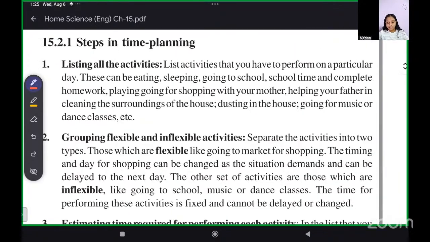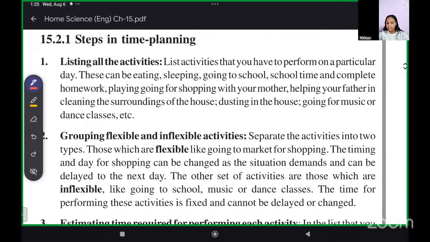Listing all the activities. First, you have to list down all the activities that you have to perform on a particular day. Okay, you know that this day is going to be very hectic. You don't know how you're going to complete the activities. List them down. Write them down from the beginning, like eating, sleeping, going to school, school time, completing the homework, playing, going for shopping with your mother, helping your father in cleaning the surroundings of the house, dusting the house, going for music classes or dance classes. These are going to be all the activities.